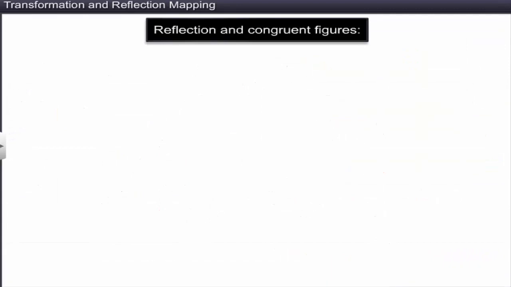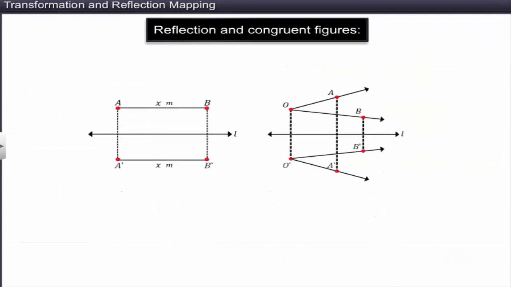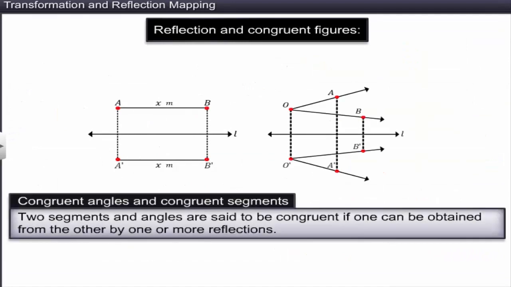The discussion leads us to the definition of congruent angles and congruent segments. Two segments and angles are said to be congruent if one can be obtained from the other by one or more reflections.